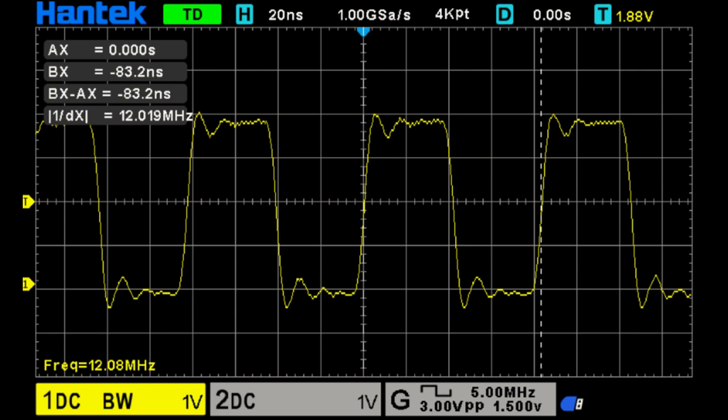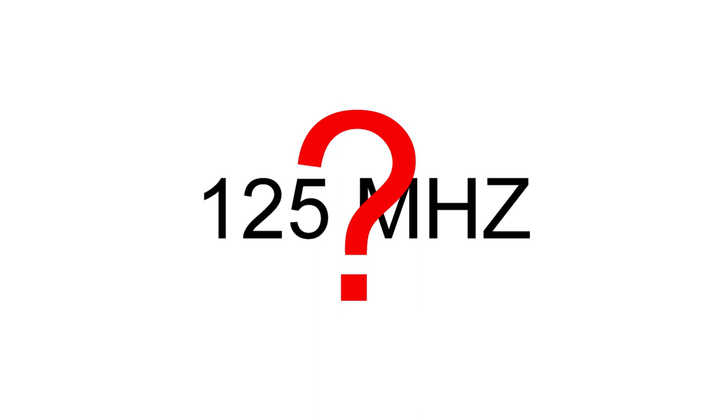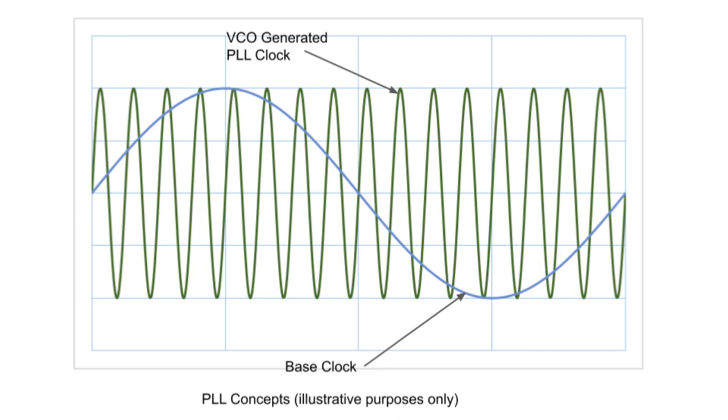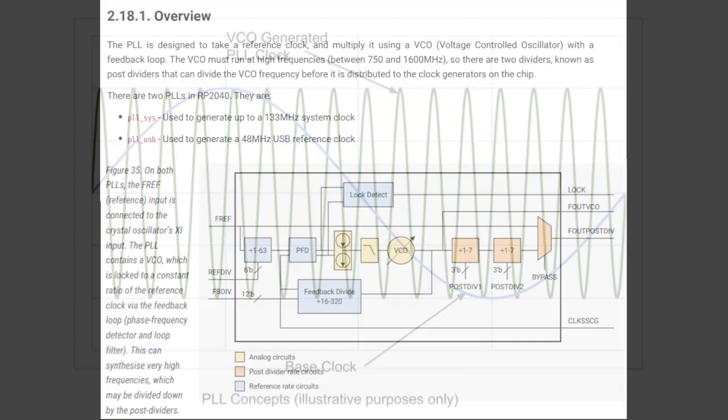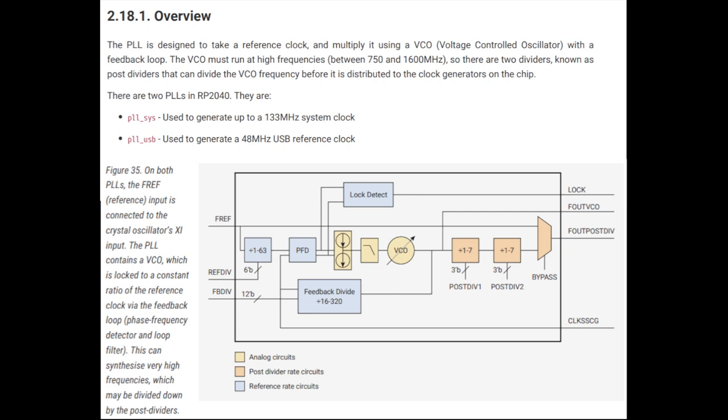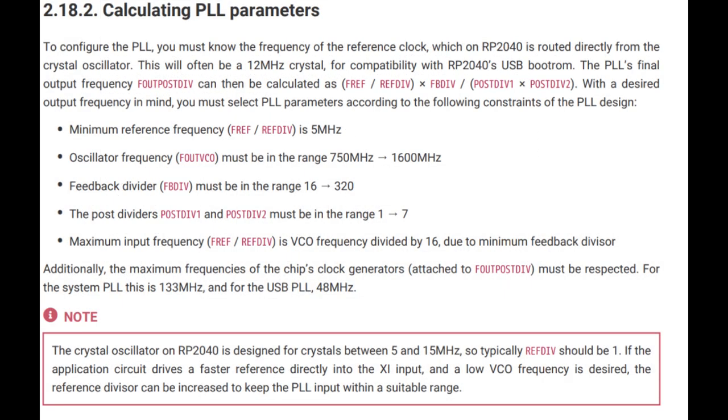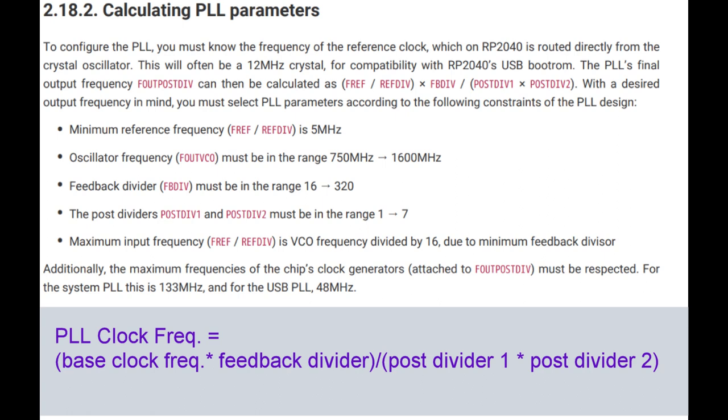But that's pretty slow. After all, the Pico SDK has a 125 MHz clock by default. How do we get there? That's where phase-locked loops come in. A PLL is a voltage-controlled oscillator that runs at a much higher frequency than the base clock, but is synchronized to the base clock. Per section 2.18, the RP2040 has two phase-locked loops, one for the USB and one for the system clock. The PLL frequency is derived by multiplying the base clock frequency by the feedback divider divided by the product of the post dividers 1 and 2.